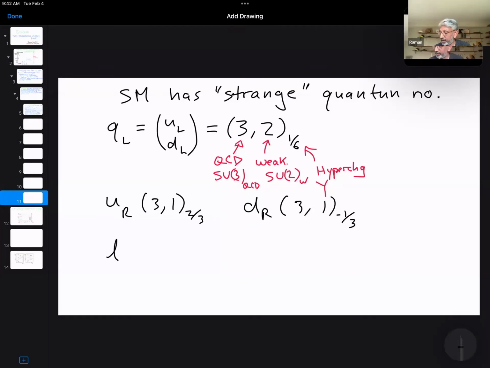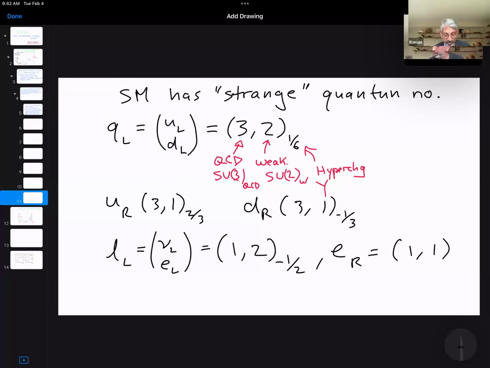There's the left-handed leptons, which are the neutrino and the left-handed electron. And these are singlets. They don't transform under QCD, but they are doublets of the weak isospin. And they have hypercharge like this. And then E right is a singlet of both non-abelian groups, and it has negative charge.